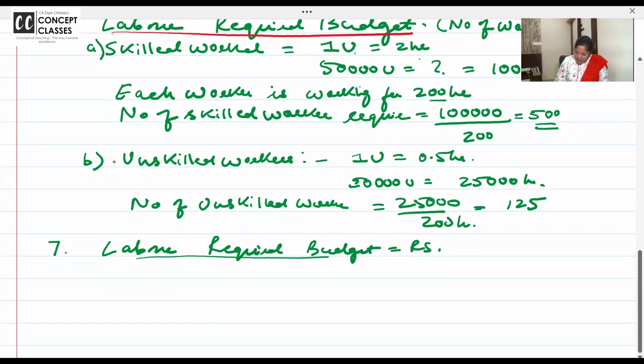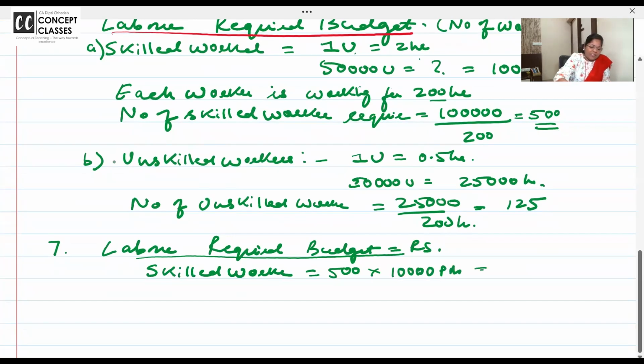Okay. Now, skilled workers. How many skilled workers are required? 500. And to each one we are paying 10,000 per month. This is all per month we are doing. Just random figures I am taking.